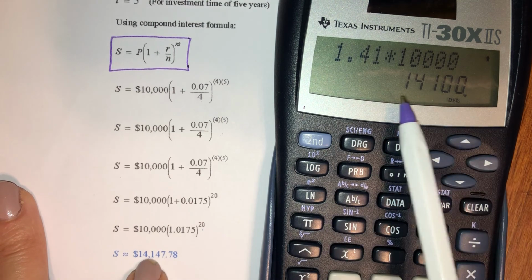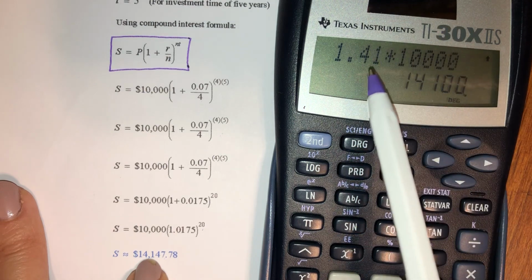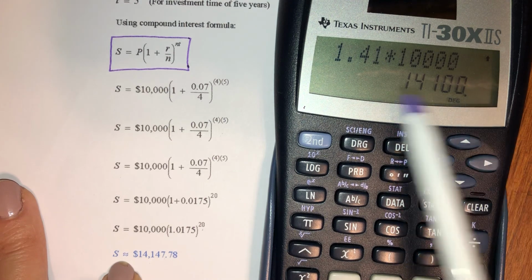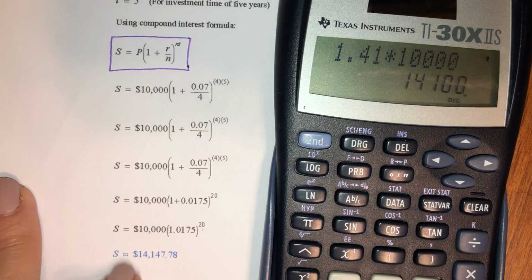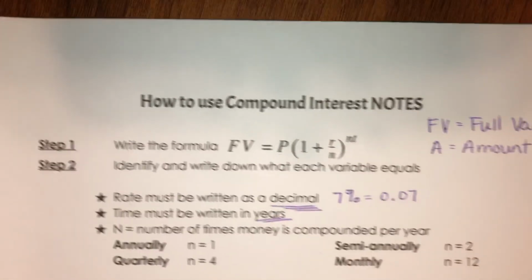versus 14,147. So if you're rounding and then you take that rounded number and put that in, you're going to be off. And how much you're off depends on how much you round by. So just keep your full value in your calculator and you'll be good to go. And that is how you use compound interest.